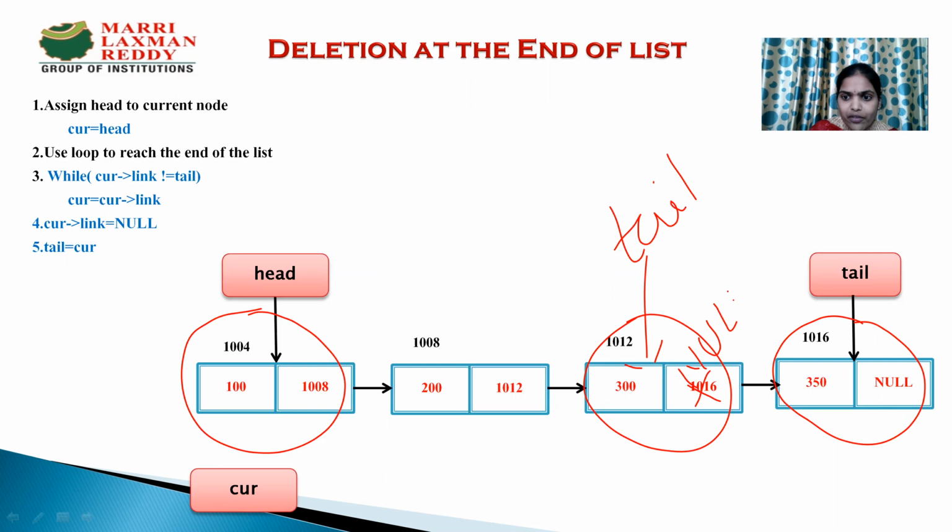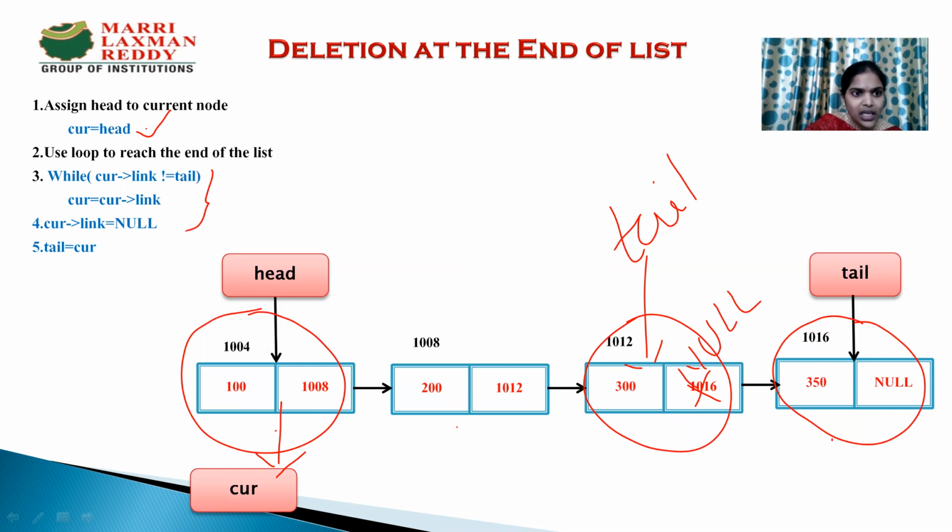For that, to go to the last node, we have to move from the first node to the second node, to the third node, and from the third node to the last node. So initially I'm making the present head node the current node, by the help of this statement. Then, to move from the first node to the second node and to the third node up to the last node, I'm using the while loop.